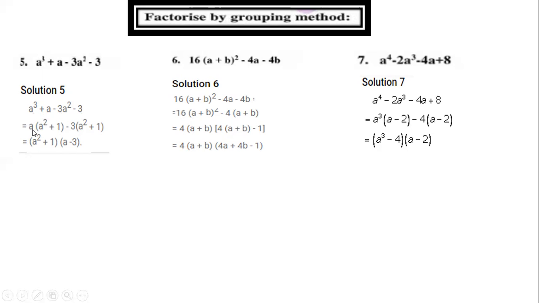So take out a common from first 2. We are left only with a² + 1. Take out minus 3 common. We are again left with a² + 1. Take out the common factor a² + 1. And we are left only with a − 3.